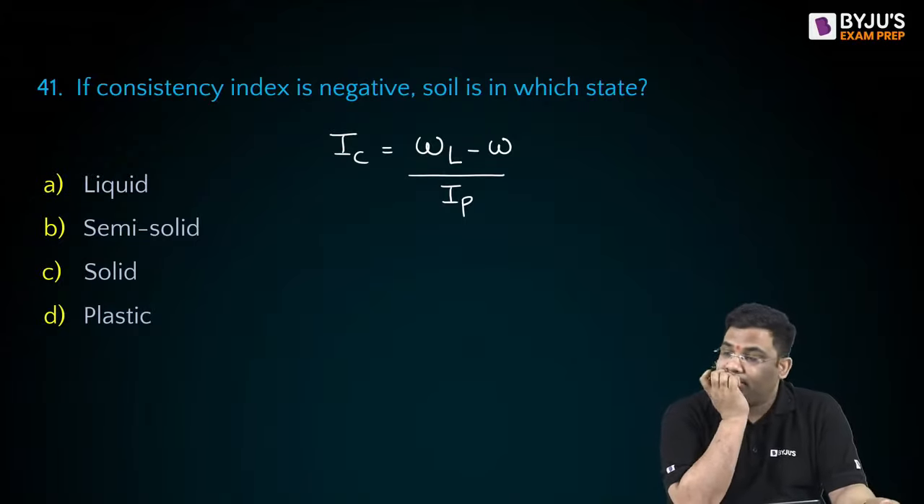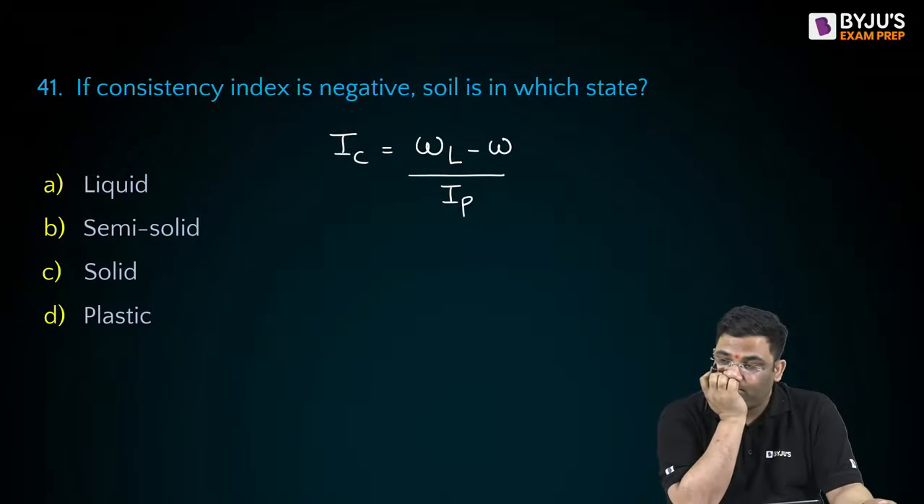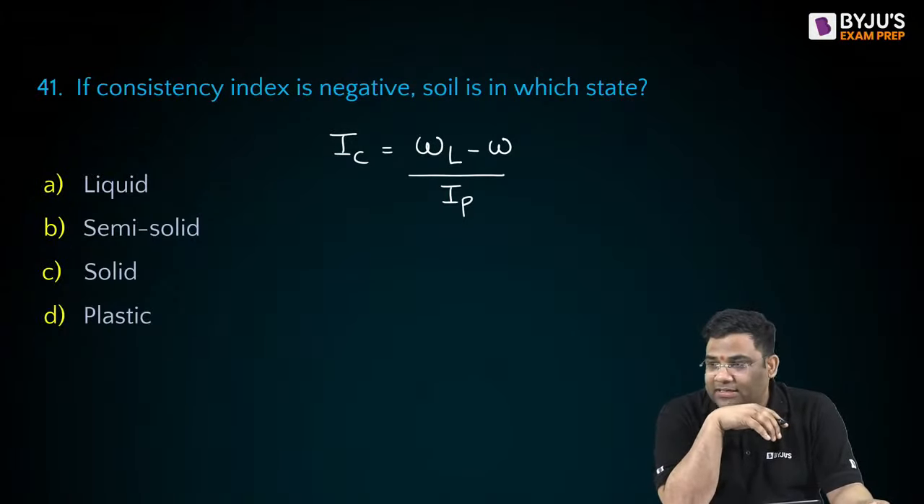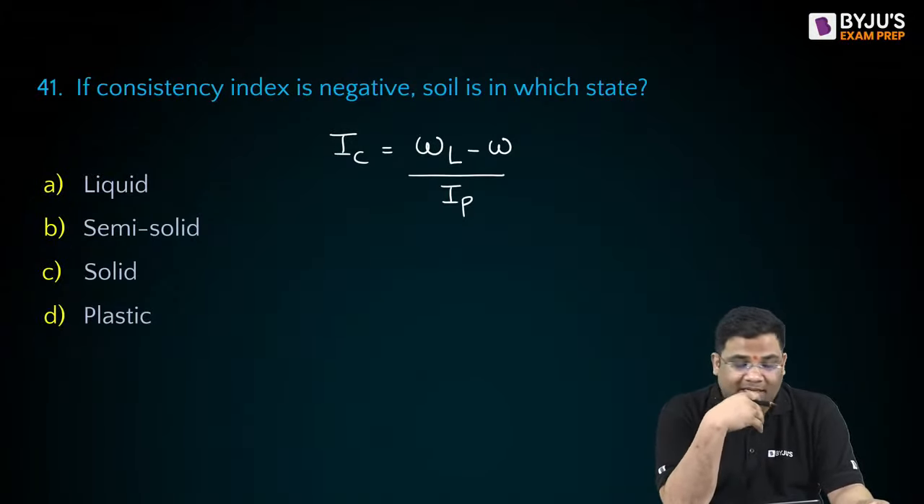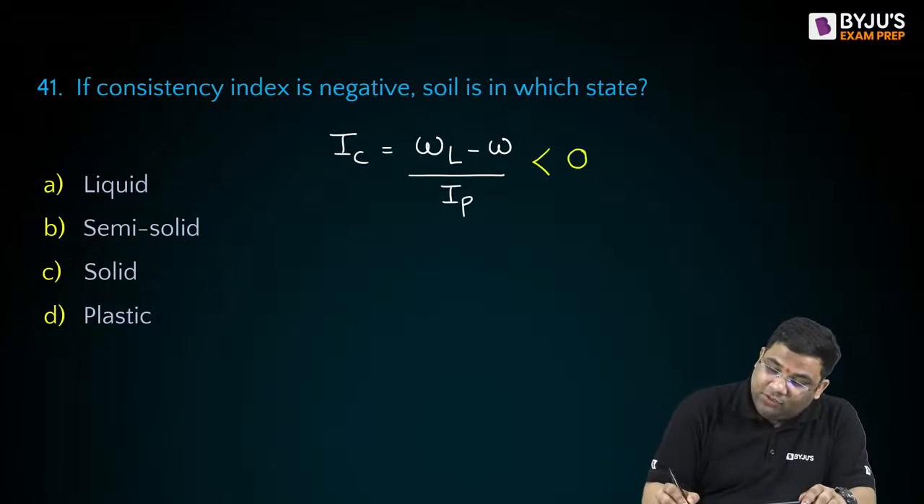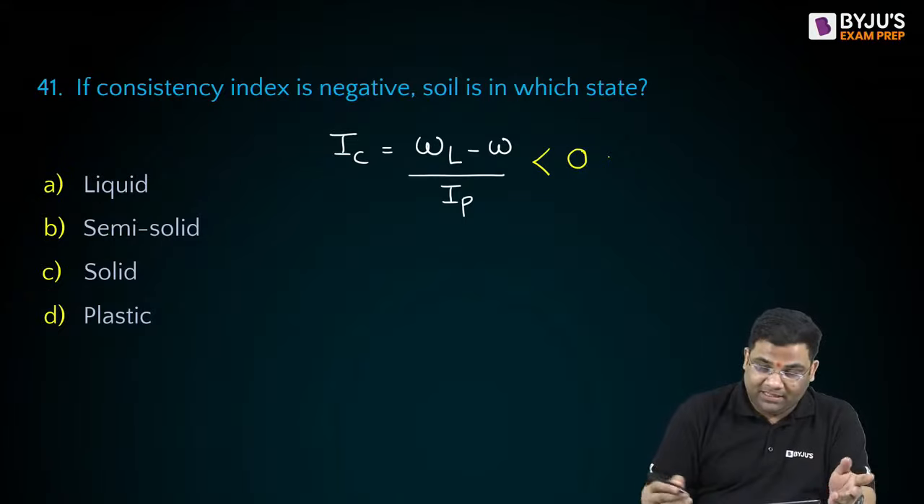What is the answer of this? Consistency index is negative. Soil is in which state? Liquid. Deepak has answered liquid. Okay, others? Hanif has answered A. Liquid. Very good. You see, if it is less than 0, that means what? Negative, less than 0 means what?